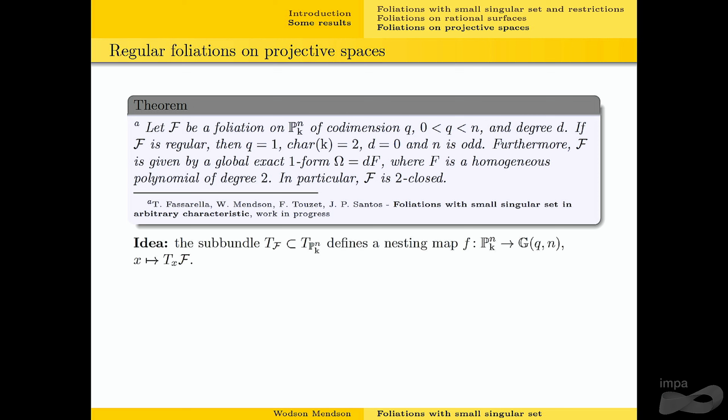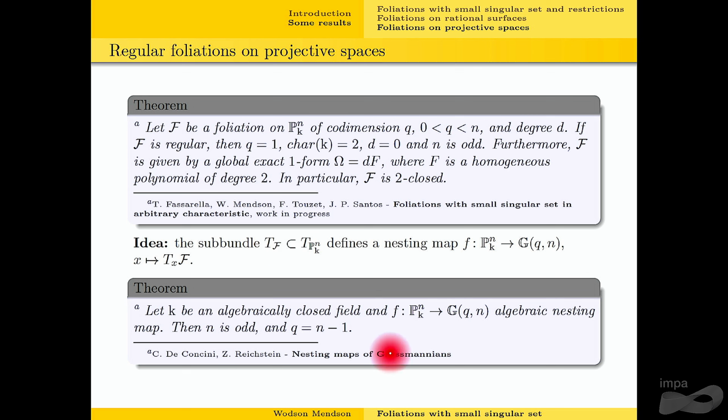I will not give you the proof, but the idea is to observe that the subbundle gives you a nested map from Pn to the Grassmannian. And we use this nice theorem, which says that if you have an algebraically closed field and you have such a map, then n is odd and q is n minus 1. So we are in codimension 1, and there is some work to do to show the explicit form in characteristic 2. So I just put the parts of the theorem.